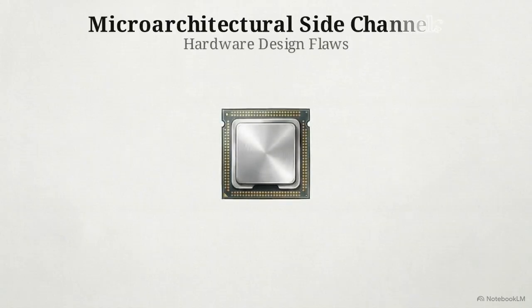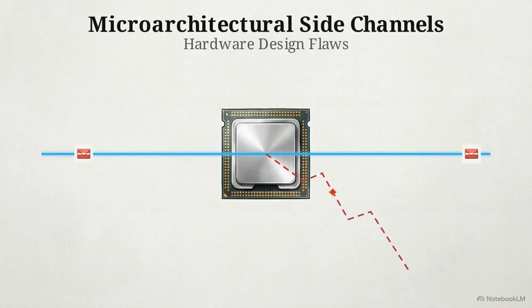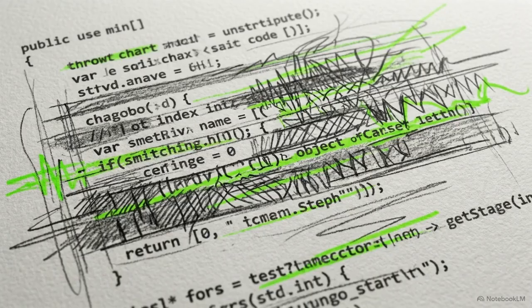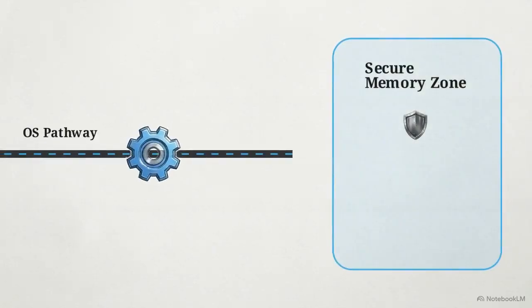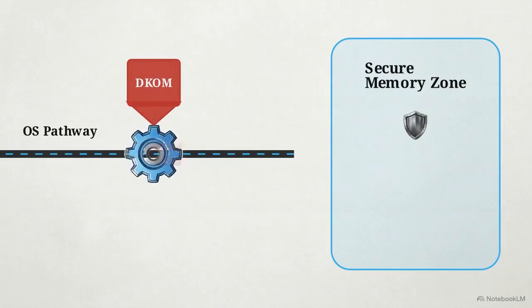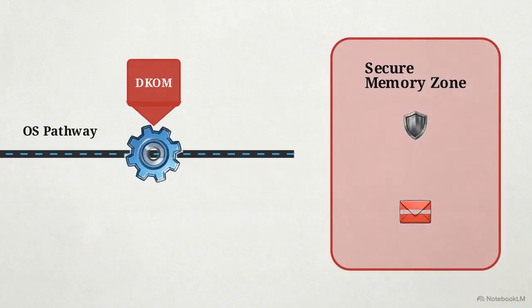The first is micro-architectural side channels. These exploits take advantage of physical hardware design flaws to read isolated data that should be inaccessible. The second vector is the dynamic data attack. Instead of exploiting physical hardware, this attack manipulates existing operating system pathways to actively modify isolated data in memory.